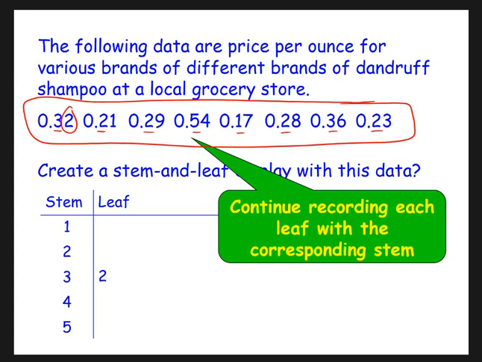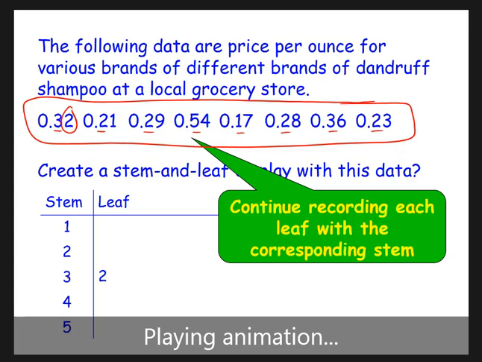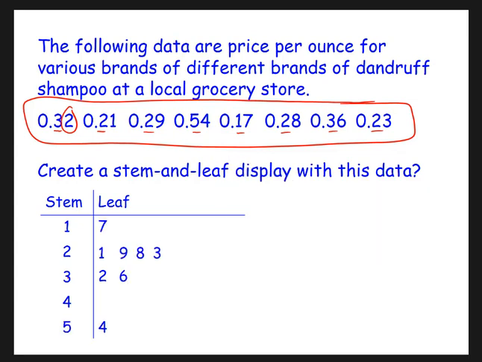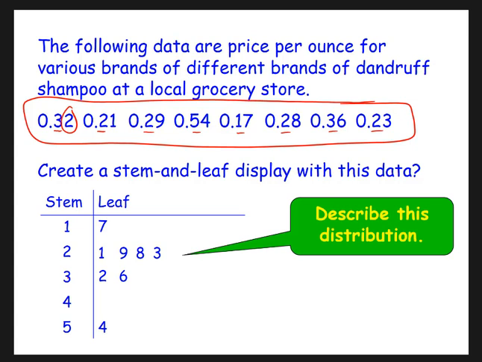Continuing with each leaf, the 21 puts a 1 after the 2, a 9 after the 2, a 4 after the 5, and the 17 puts a 7 after the 1. Notice they're not in order, so we do need to come back and put them in order before we're done.